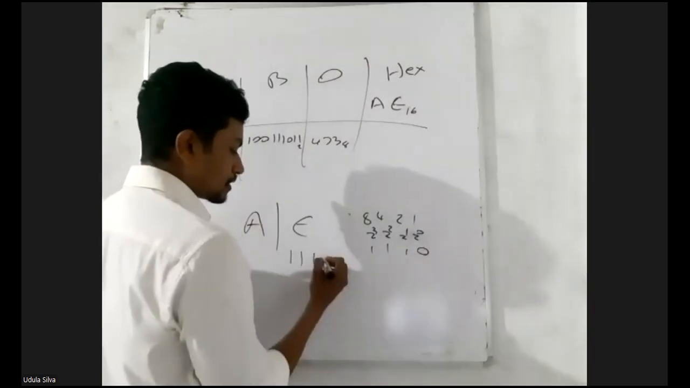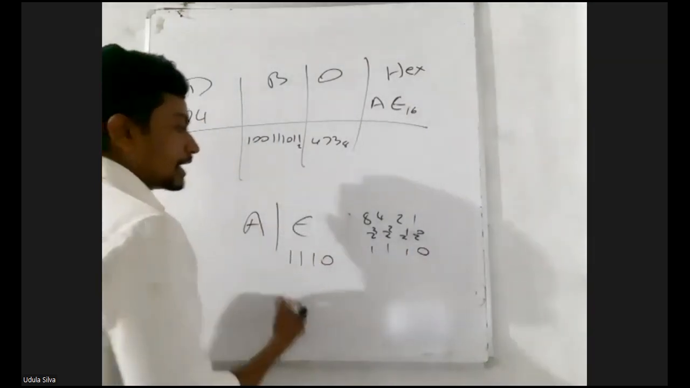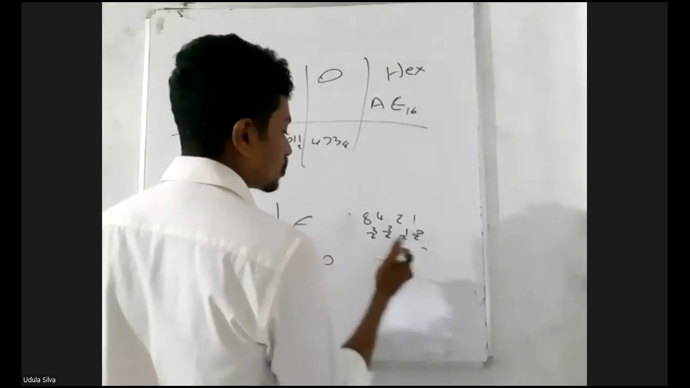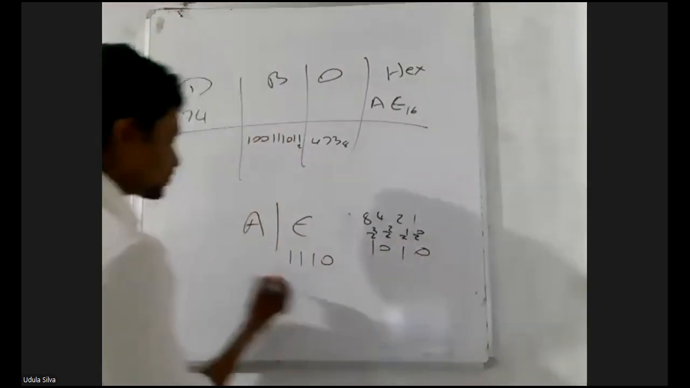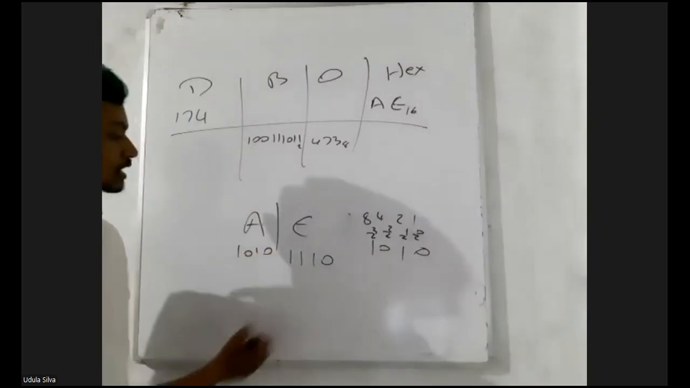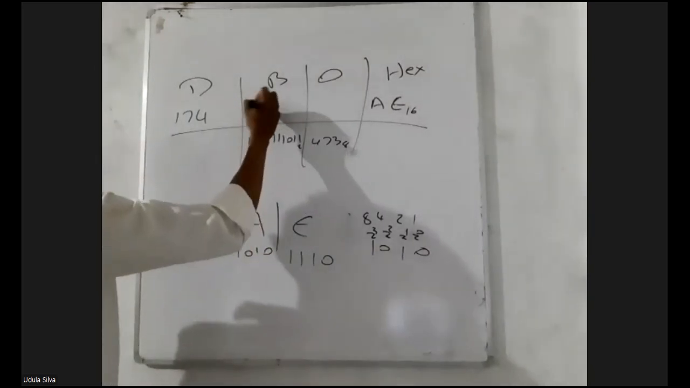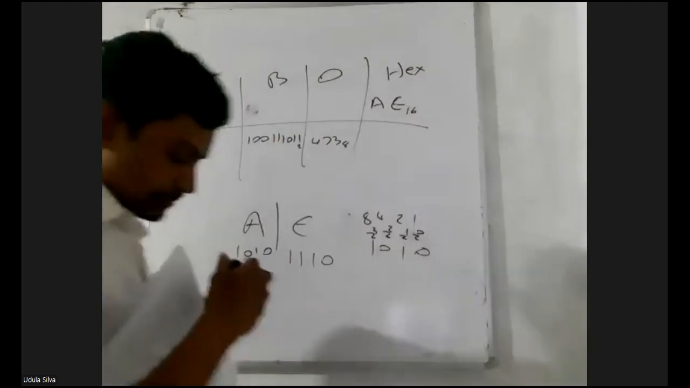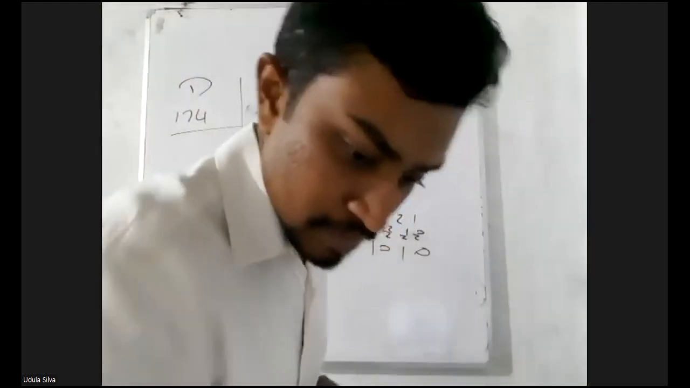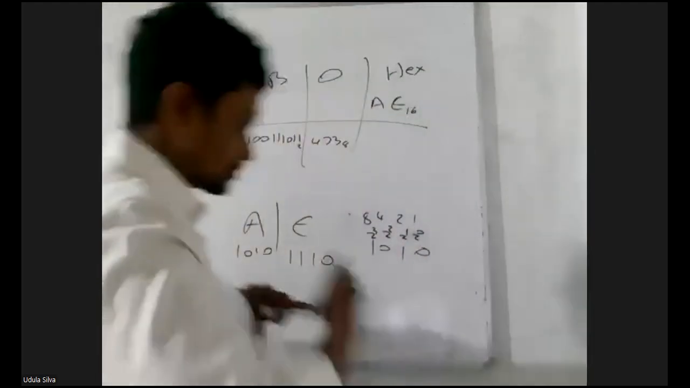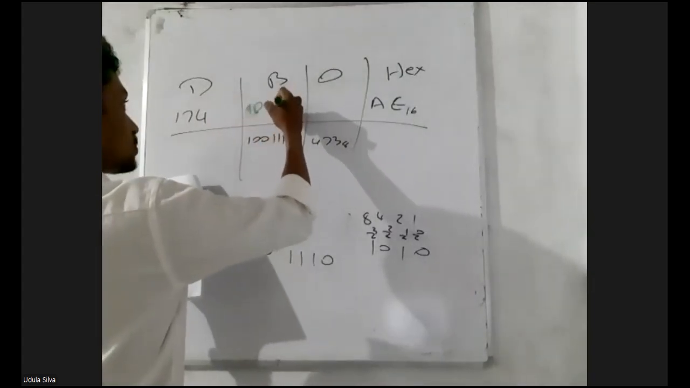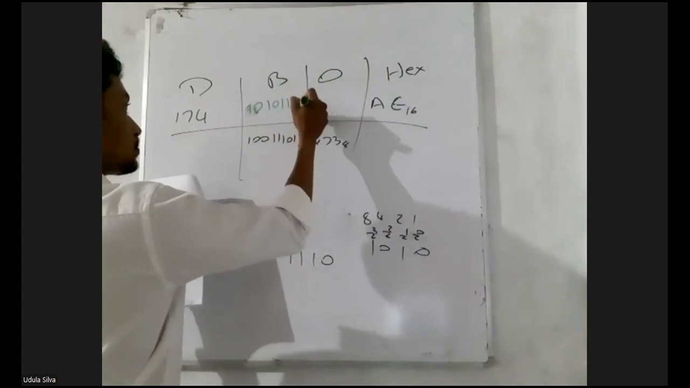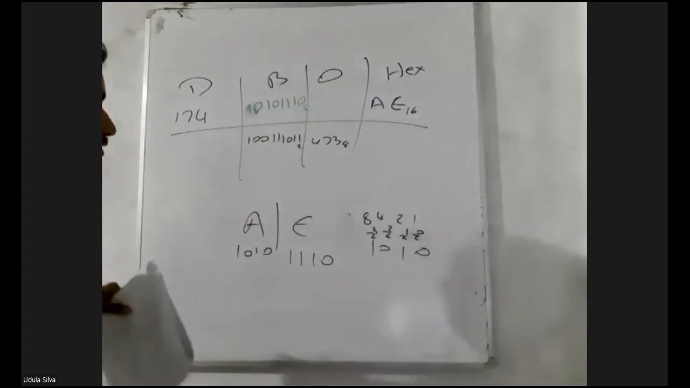A is 10. 10 is 8 plus 2, so 1010. Right, in binary 1010.